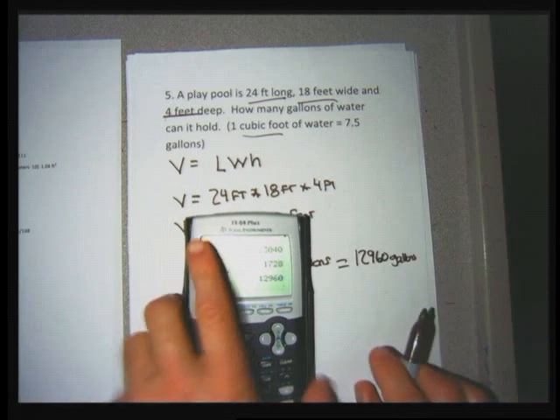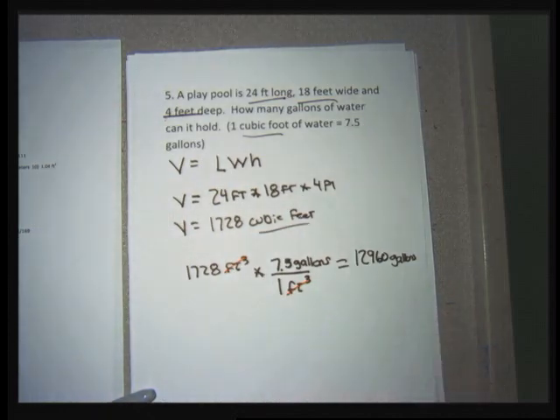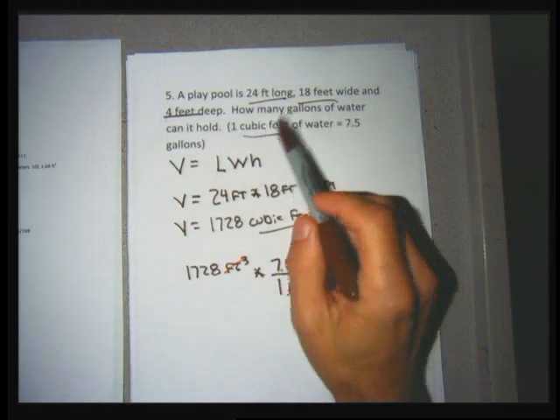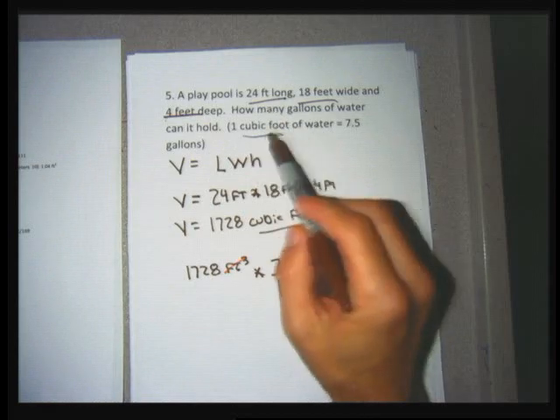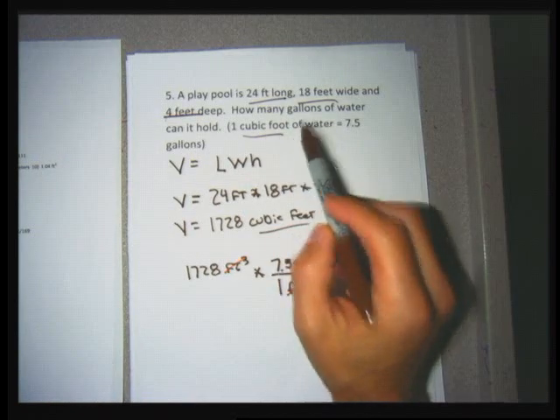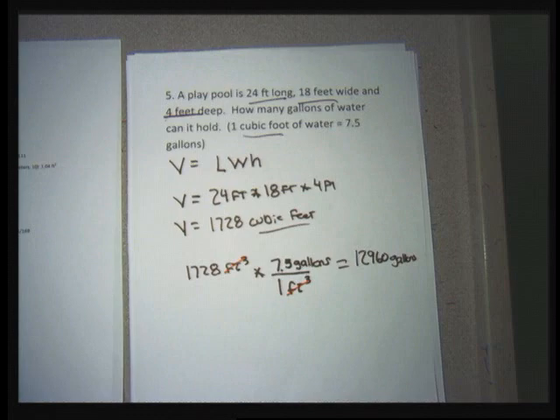So the answer to number 5 is going to be 12,960 gallons. Again, any formula that you might need, the volume formula or the unit equivalents, I'll give you somewhere on the test. If not in the problem, I'll do a little chart on the test that will have all the formulas that you need.